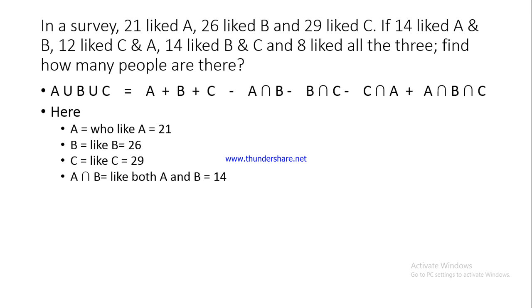Now A intersection B, group of people who like both A and B, we have been given if 14 liked A and B both. So basically A intersection B means those who like both A and B. I told you in earlier lectures also, intersection means and. So A intersection B is those who like both A and B, is equal to 14. You can understand now B intersection C is people who like both B and C. The value that has been given is again 14.